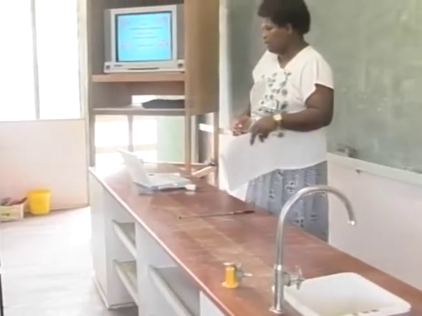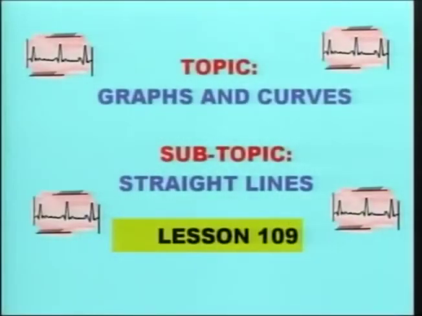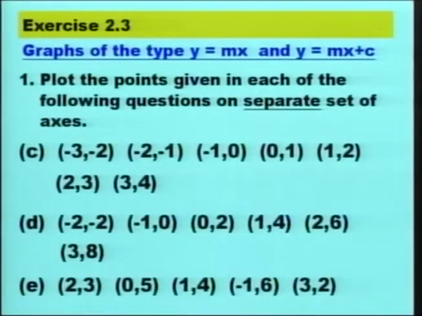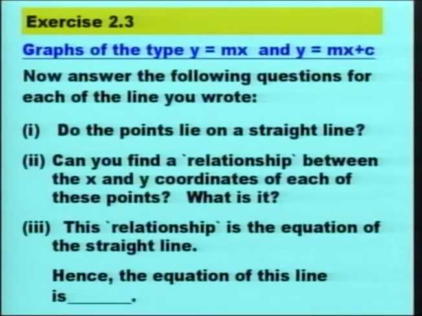All right, then in our last lesson, we looked at two straight lines, and you had to look at the points and then work out what the equation of the two straight lines were. Okay, we'll continue with that exercise, but this time we are going to look at the straight lines in the form y equals mx plus c. Right, so the first thing you are going to do is plot the points in letters C, D, and E, and then you are going to answer the questions that follow.